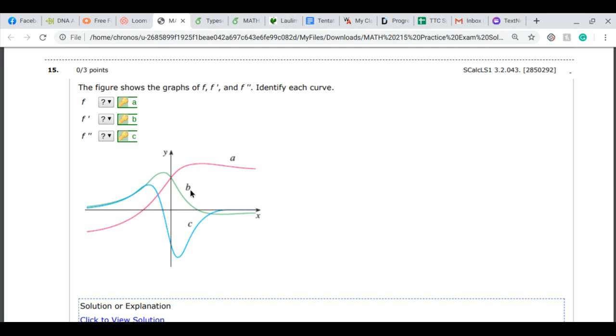So we have that down. B is a function. C is its derivative. And A is not the derivative of C. So that means the only thing left for B to be is f prime. C, therefore, is f double prime, and A is f. Now we can check this.